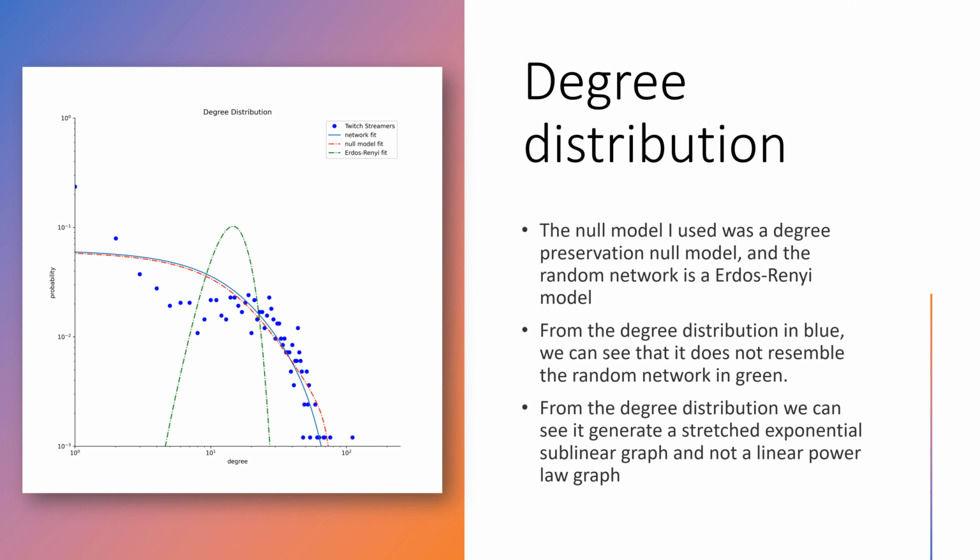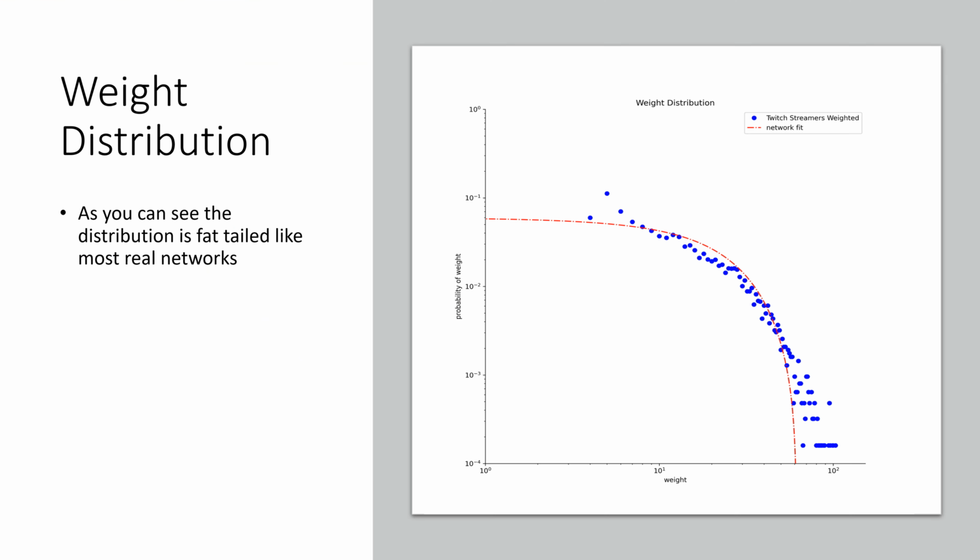Here we can see the degree distribution. The null model that I used was a degree preservation null model, and the random model is the Erdős-Rényi model. For the degree distribution in blue, we can see that it does not resemble the random network, which is a parabola. From the degree distribution, we can see that it generates a stretched exponential, sublinear graph and not a linear power-law graph. So it's not truly a scale-free network.